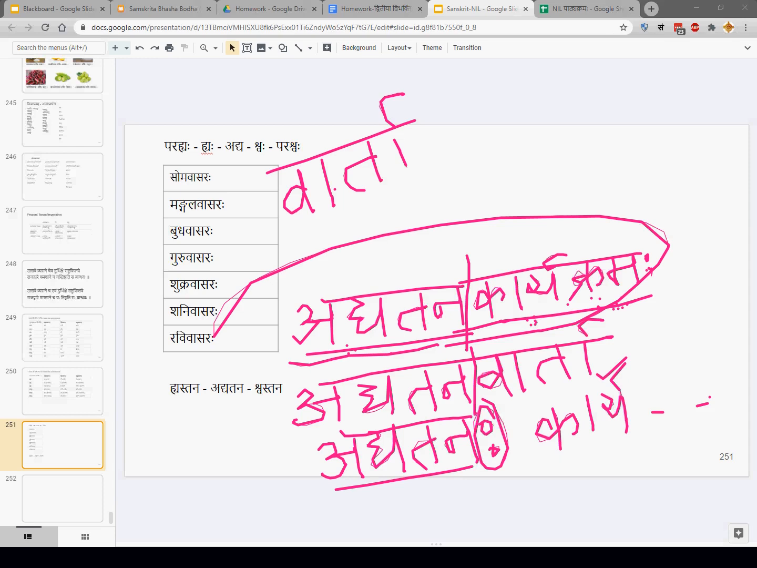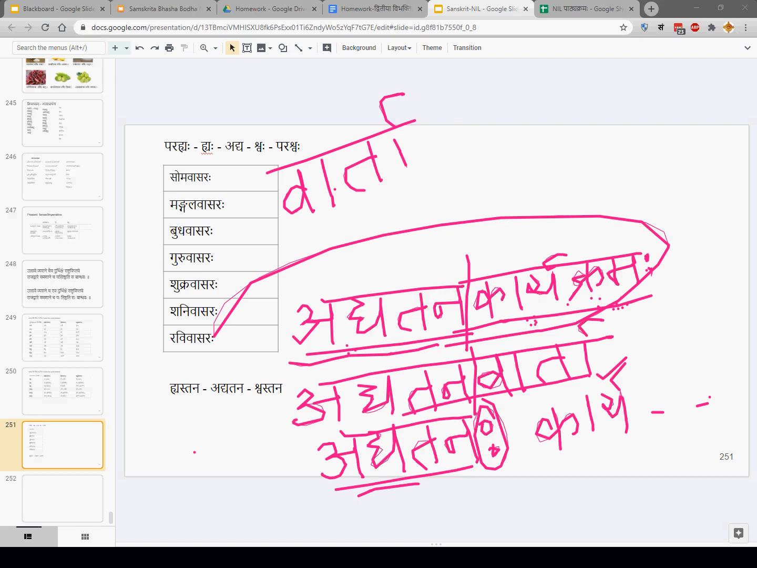Okay, now, what about this Varta? Varta is Strilingam. Now, if you separate this Adyatana, how will it change? Adyatana in Strilinga rupam becomes Adyatani, like Nadi shabda, not like the A ending. So these things have to be taken care of. What will be the form if it is a Strilinga word?